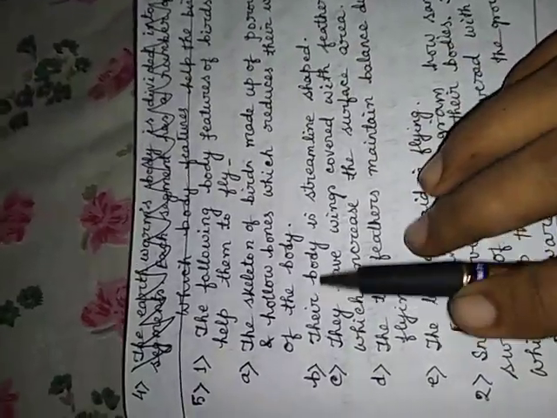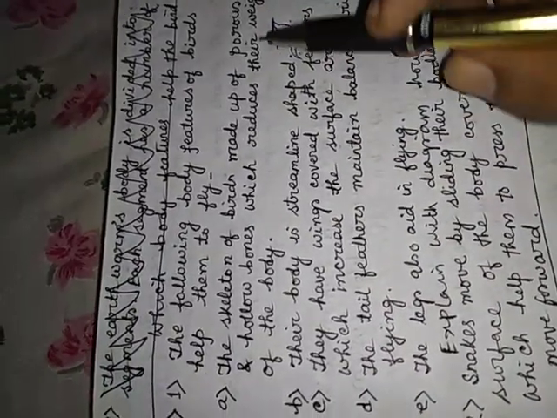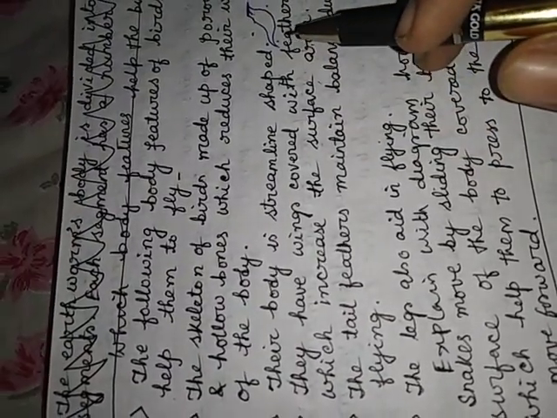Second one is that they have a streamline shaped body, which helps them to fly in the sky easily. Third, their wings are covered with feathers, which increases the surface area. When the surface area is increased, it also helps them to fly properly and easily.